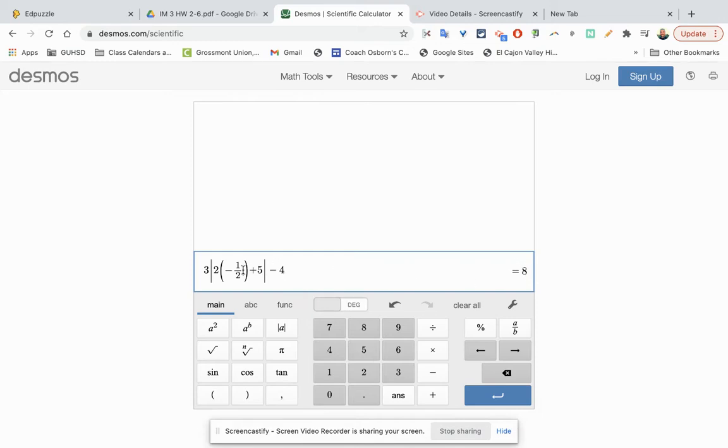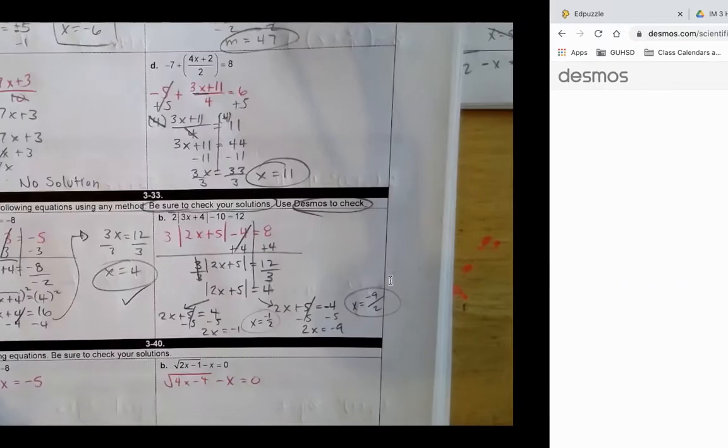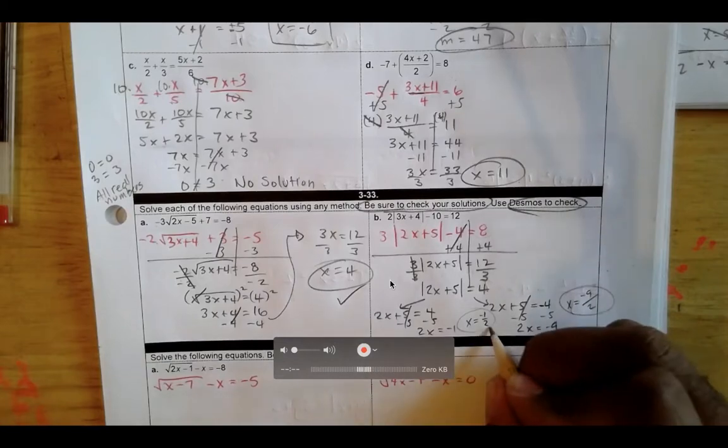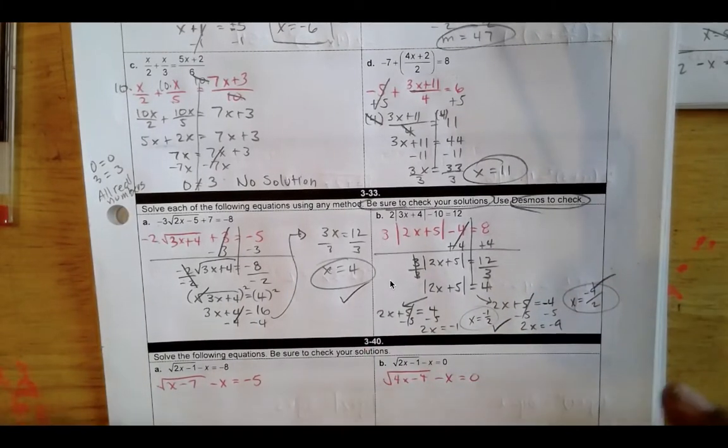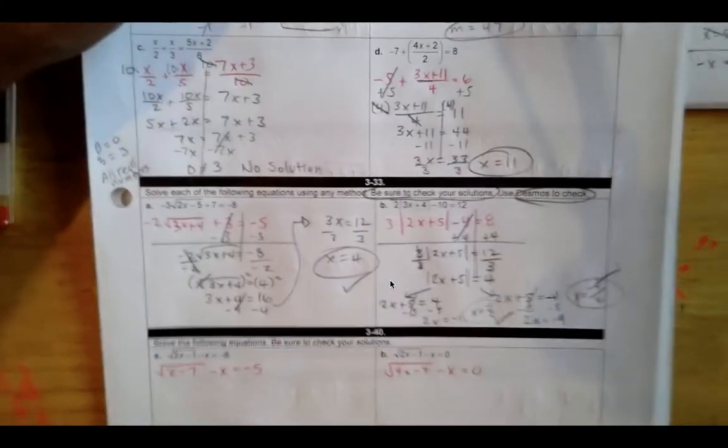Now all I've got to do is erase that fraction and delete it, and then type the next one, which is -9. And you can see they both equal 8, so they're both good solutions. So I would say yes, they're good. Now, if one of them didn't, then I would cross it out and I'd only have one solution.